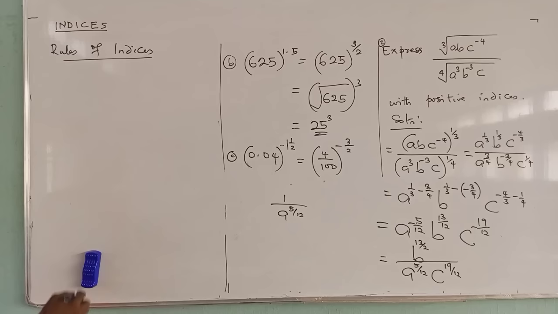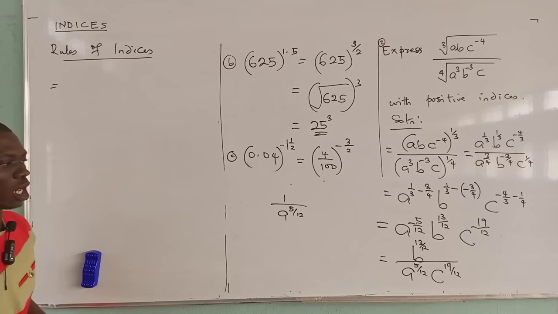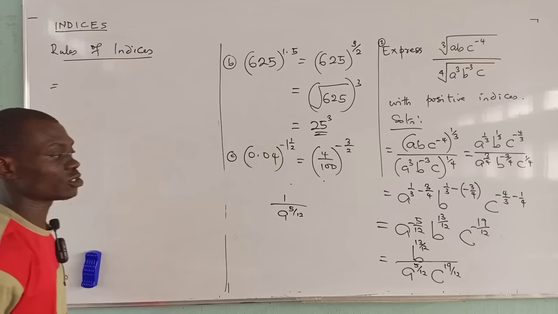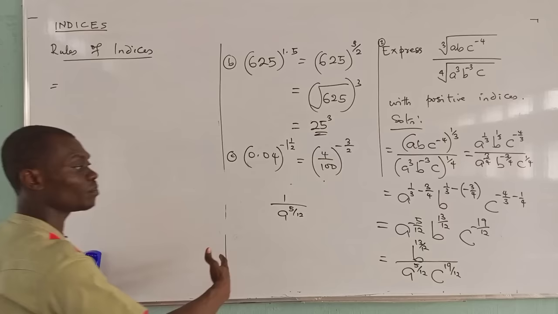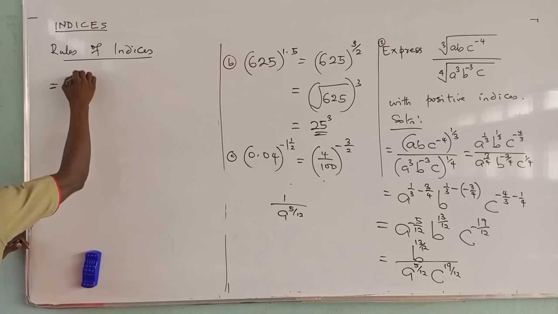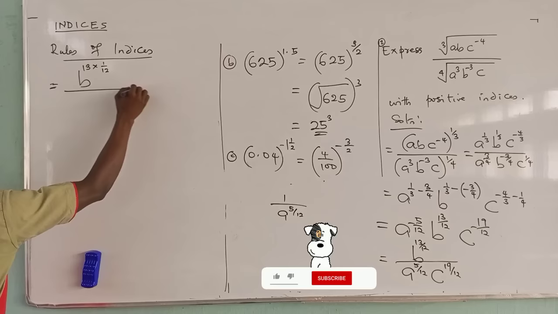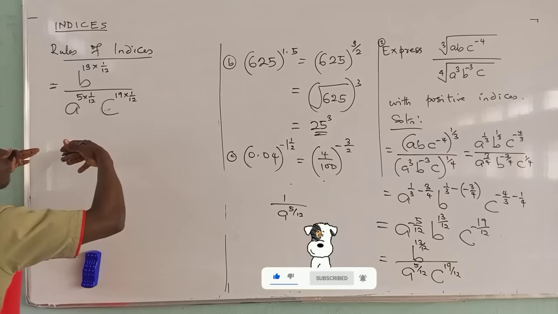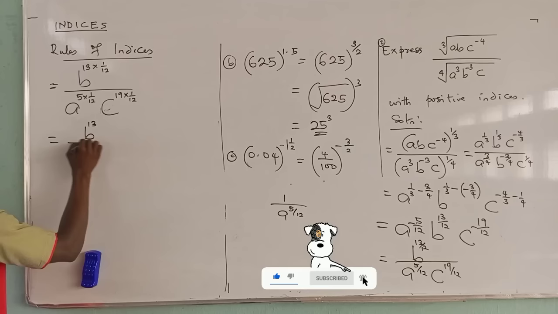And so here, what do we then have? Remember that this is 13 over 12. So you will see that all of them now have common denominator as their powers. The fractional powers have common denominators. That means I can bring out 1 over 12 from all of them. This is going to give us the same thing as b raised to power 13 times 1 over 12, and the denominator will be a raised to power 5 times 1 over 12. And so I can factorize out that power of 1 over 12, and that's going to give me b raised to power 13 all over a raised to power 5 times c raised to power 19, all raised to the power of 1 over 12.